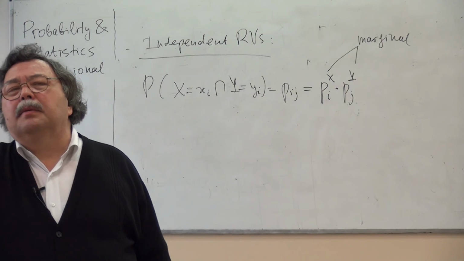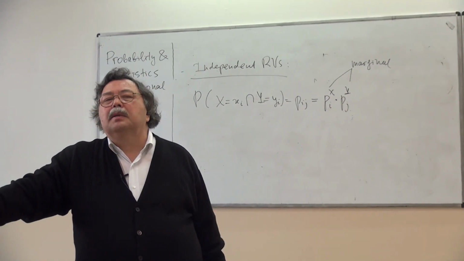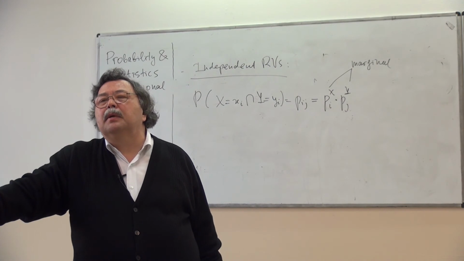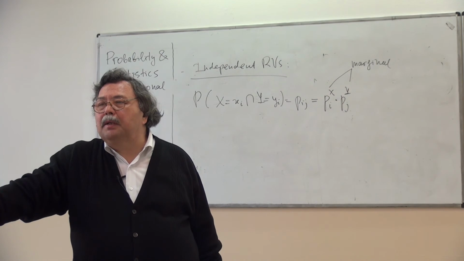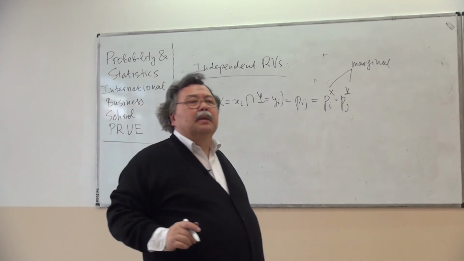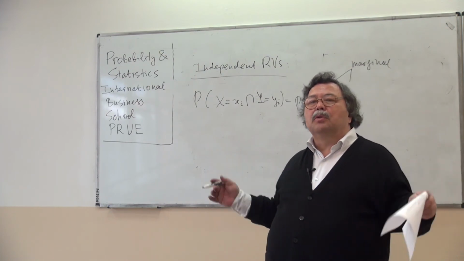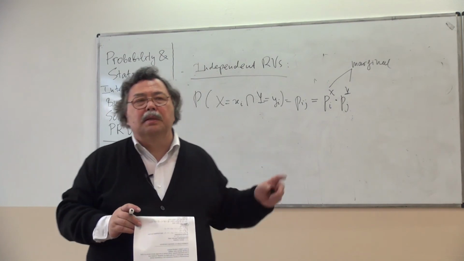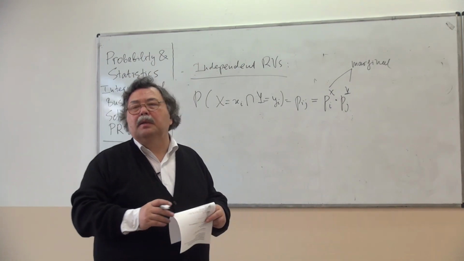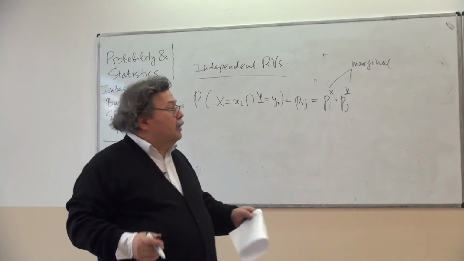Actually, this is easy to understand, or easy to accept, because this is how we defined independence for events. Before we even started talking about random variables, we talked about independence of events, and the definition was this: the probability of the joint event is equal to the product of the two individual probabilities. This is similar, and this is actually not a different thing.